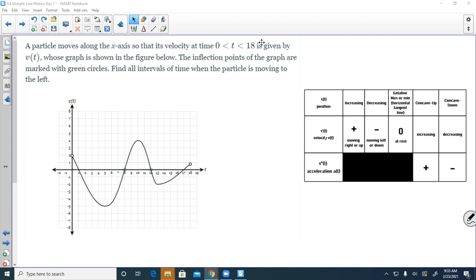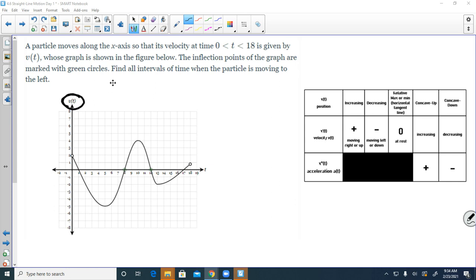So now let's look at a couple of examples. Now these examples I've pulled from Delta Math. They are not in your notes packet. So you can just watch or take notes on your own paper. But we have a particle that moves along the x-axis so that its velocity at time 0 to 18. So I'm going to look at the graph from 0 to 18. Okay. And I'm noticing that this is a graph of velocity. So sometimes you'll have the graph for velocity, sometimes you have the graph for acceleration, sometimes you have the graph for the position function.